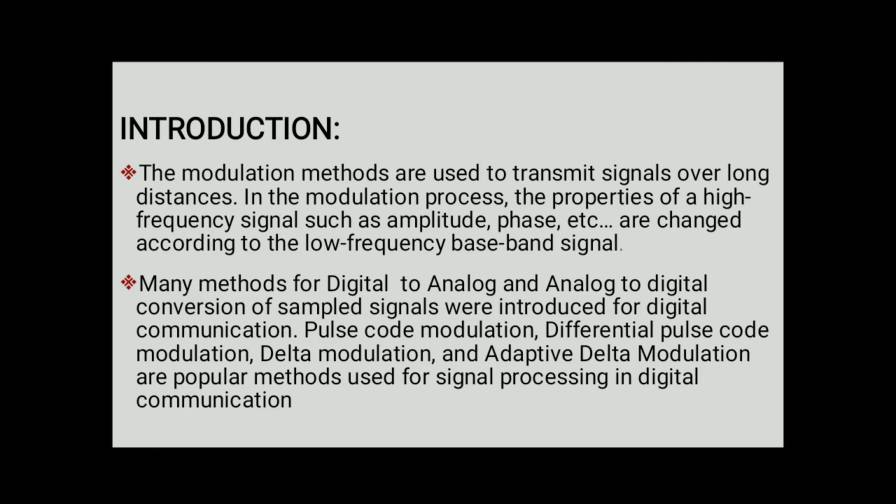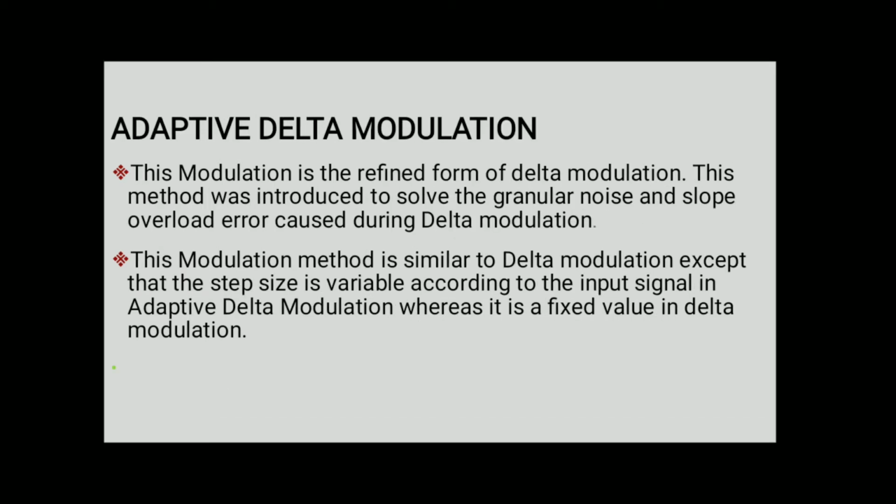Many methods for digital to analog and analog to digital conversion of sampled signals were introduced for digital communication. Pulse code modulation, differential pulse code modulation, delta modulation, and adaptive delta modulation are popular methods used for signal processing in digital communication. Adaptive delta modulation.